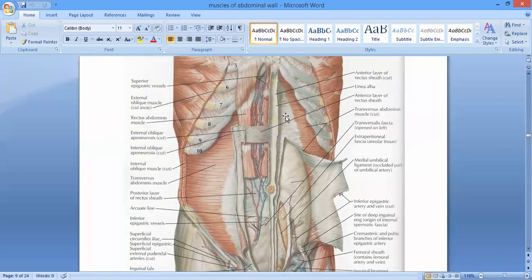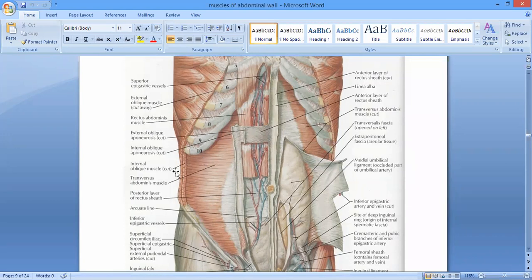Another muscle also originates from the lower 6 costal cartilages. Which one was it? Does anyone remember? The diaphragm originates from the inner surface of the lower 6 costal cartilages. So these fibers which give origin to the transversus abdominis muscle interdigitate with the fibers of the diaphragm, okay.